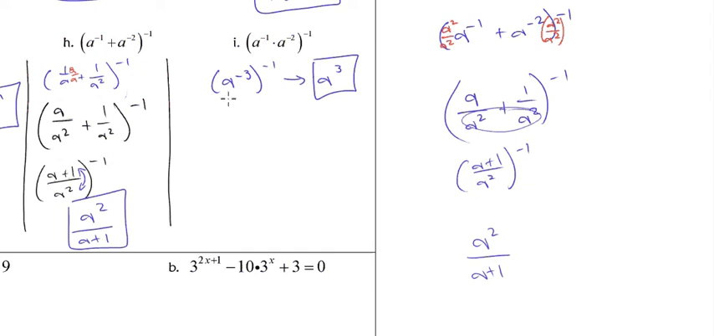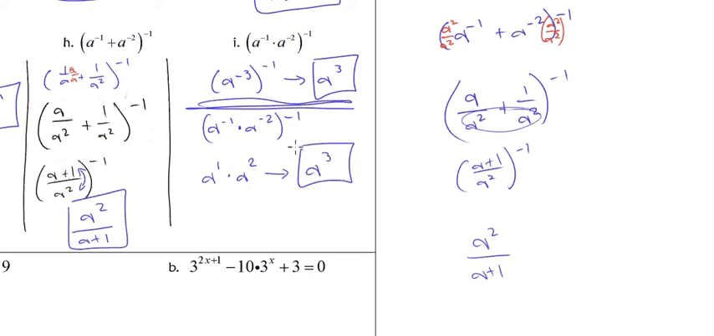However, we can also apply our exponent rules. So if we redid this one here as a to the negative 1 times a to the negative 2, and that all to the negative 1, we can use our exponent rule since this is being multiplied. And so this would be a to the positive 1 times a to the positive 2, which again gives us a to the third power. All right, hope that helps.